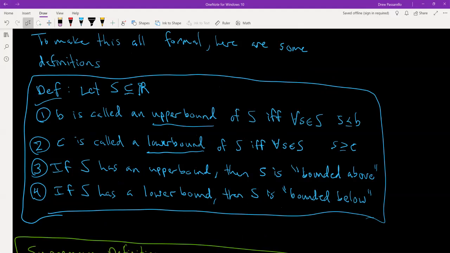So let S be a subset of the real numbers. B is called an upper bound of S if and only if, for all s in S, s is less than or equal to B. And then C is called a lower bound if all s in S is greater than or equal to C.